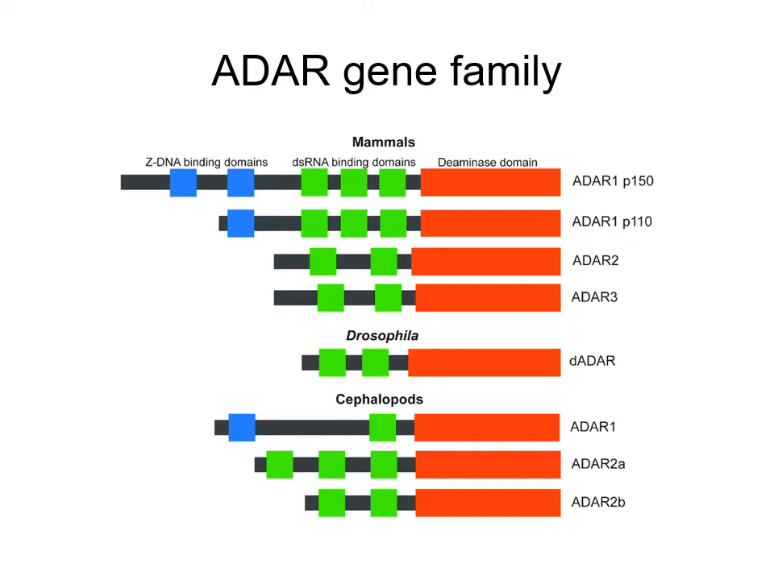In Drosophila, there's only one ADAR, which primarily modifies targets in the central nervous system. Squid, which do a lot of these, squids and octopuses do a lot of editing. They have the ADAR1, also two copies, or two different versions of ADAR2. So it's a very widespread gene family, and it seems to be common among most metazoans, if not all of them.